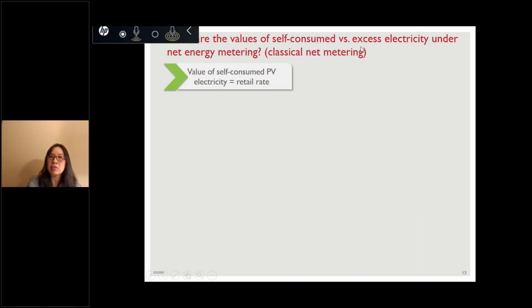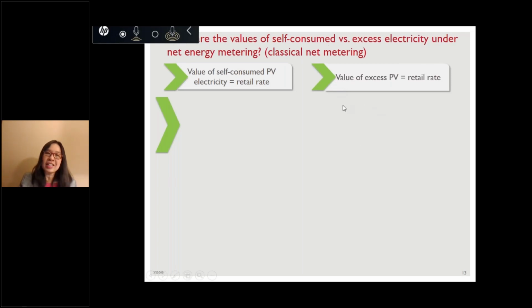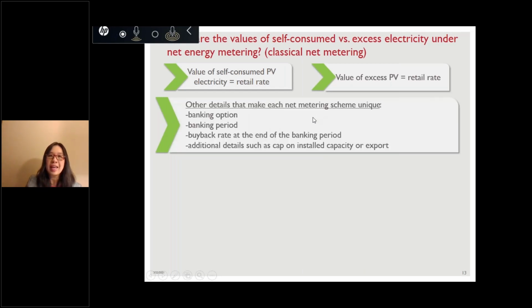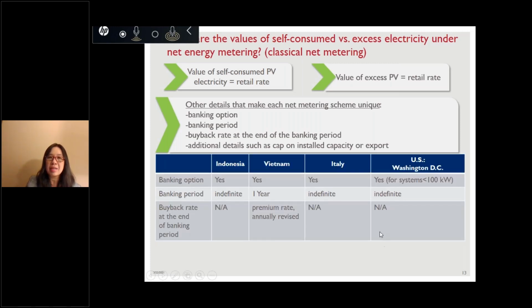So what are the value of self-consumed versus excess generation under net metering? The value of self-consumed electricity is equivalent to the retail rate. And when you export PV power, that would be a different rate, or that would be not a different rate, but under net energy metering, that value of export is in kilowatt hour, which means it's retail rate as well. And there are other details that make each net metering scheme unique. For example, the banking option, the banking period, the buyback rate at the end of the banking period, and additional details. Here are some examples of when net energy metering exists.